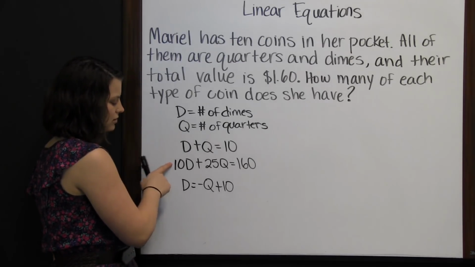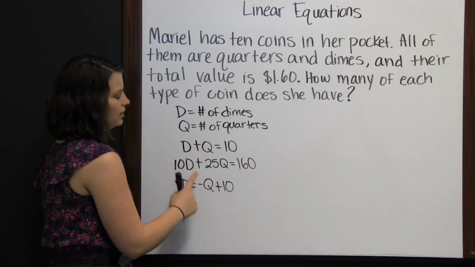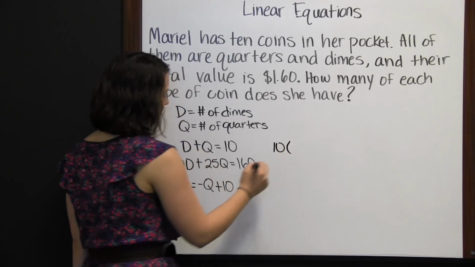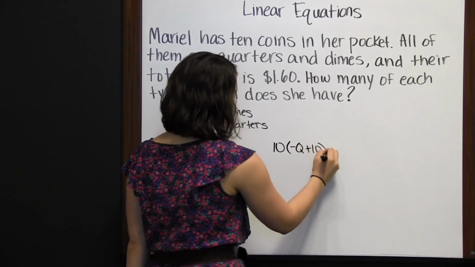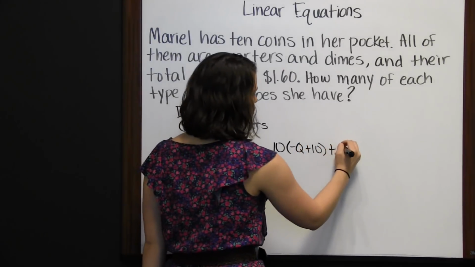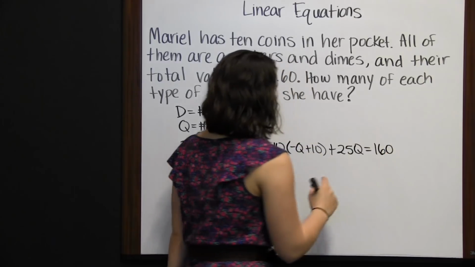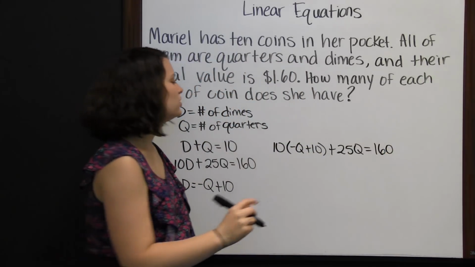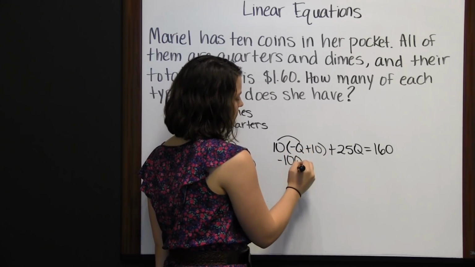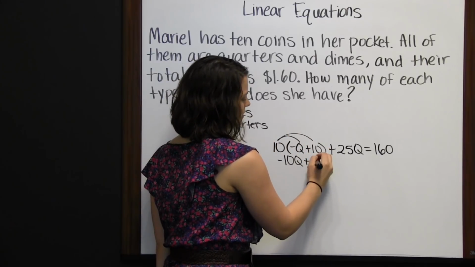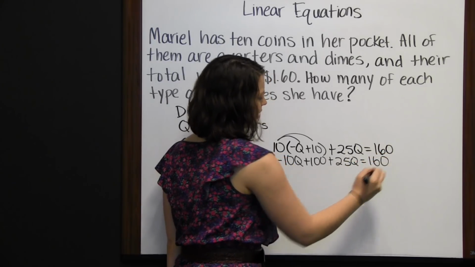So in my second equation, I'm going to use negative Q plus 10 to substitute for D. So we have 10 times the quantity, instead of D, negative Q plus 10, plus 25Q is equal to 160. Now we can solve for Q. To do that, first we need to distribute. 10 times negative Q is negative 10Q. 10 times 10 is 100, so plus 100, plus 25Q equals 160.